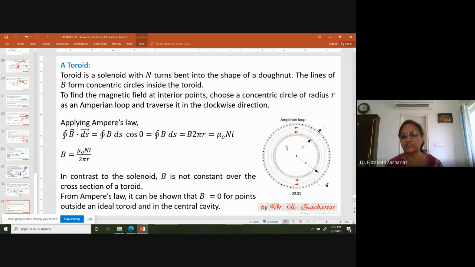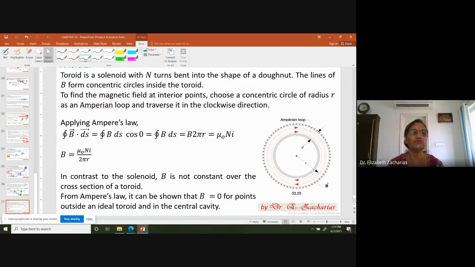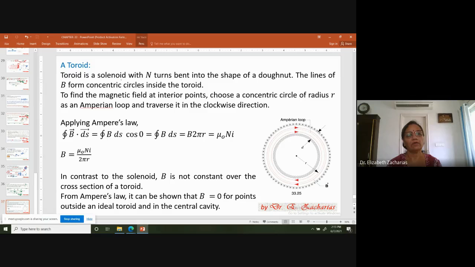So let's consider a toroid. Here is a picture of the toroid given to you. A toroid is also used to create a magnetic field. Let there be capital N number of turns. It is bent in the form of a donut. I'm sure all of you know a donut. Let's say that a is the inner radius, and b is the outer radius.